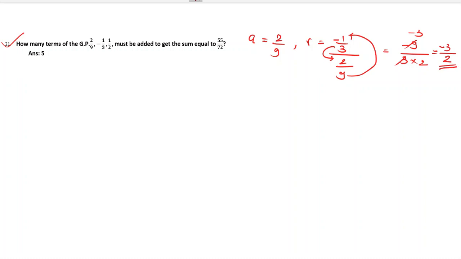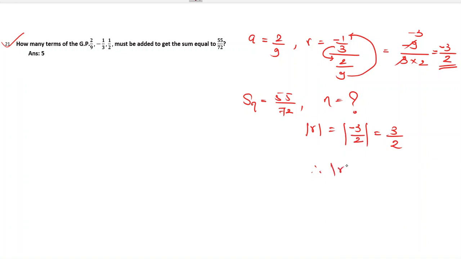You've got the first term, you've got the common ratio. You have got the sum of n terms, which is 55 by 72. You know you have to find n. How many terms means n. So let me ask you here, what is mod of r? Mod of r is mod of minus 3 by 2, which is 3 by 2. So therefore, mod of r is greater than 1. If mod of r is greater than 1, then we can use the third case.